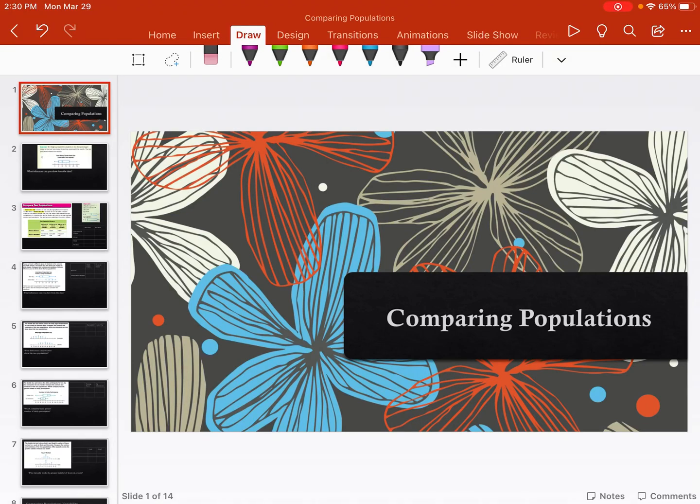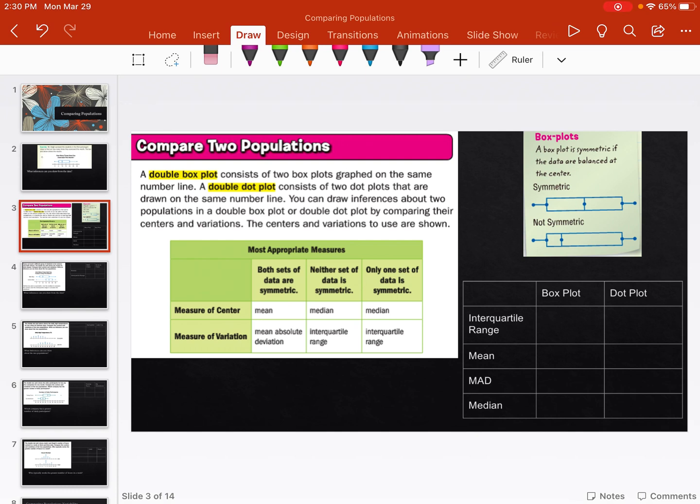Hey guys, let's talk about comparing populations. So I'm actually going to skip straight to slide 3 because I don't really need to talk about slide 2. So it's showing us this little table here.